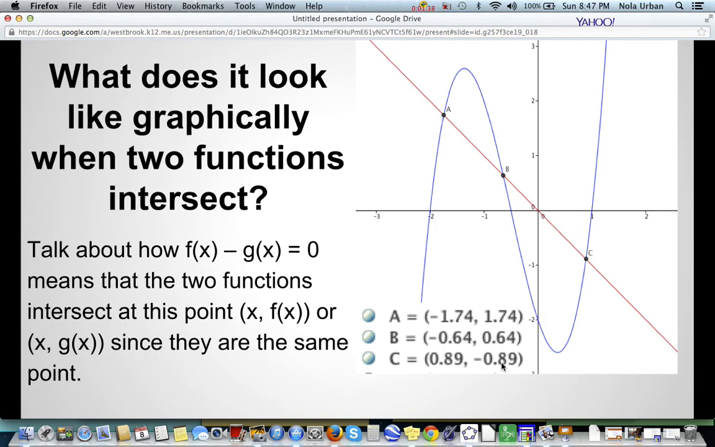And since they are the same at each of those points, the difference of their y-coordinates would be 0, because they both equal the same number, and any number minus itself is going to equal 0.